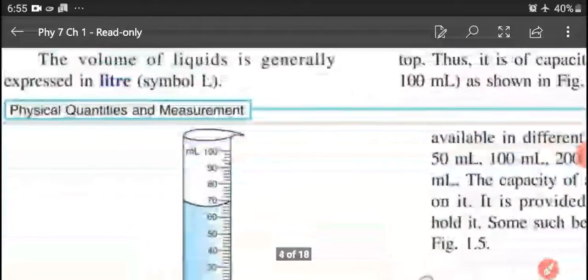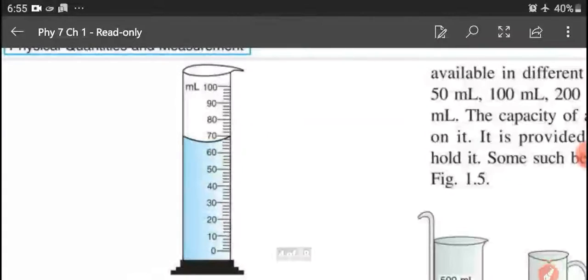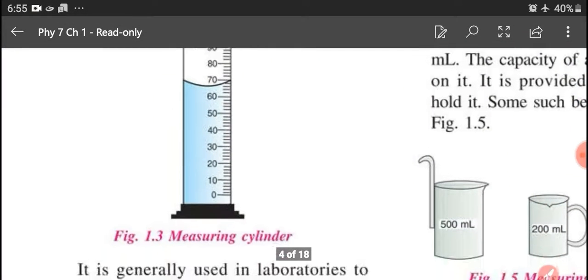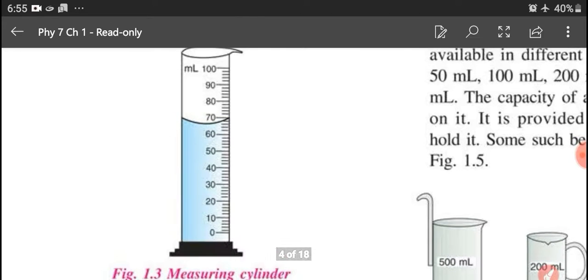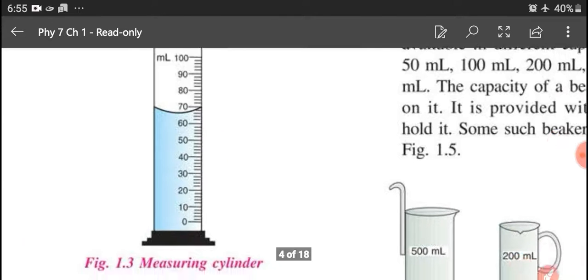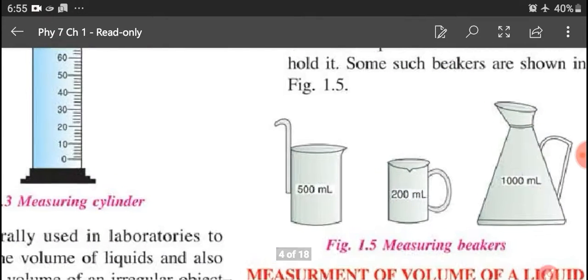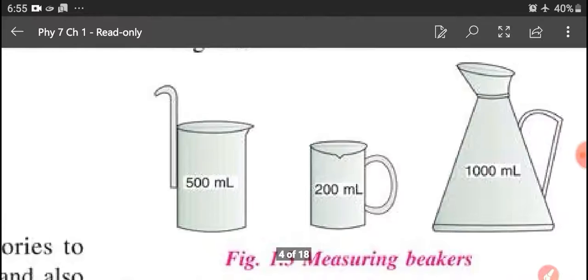The diagram is given here. For the measuring cylinder, you draw this diagram. And for the measuring beakers, please draw this diagram, figure 1.5. Three of the beakers you have to draw.